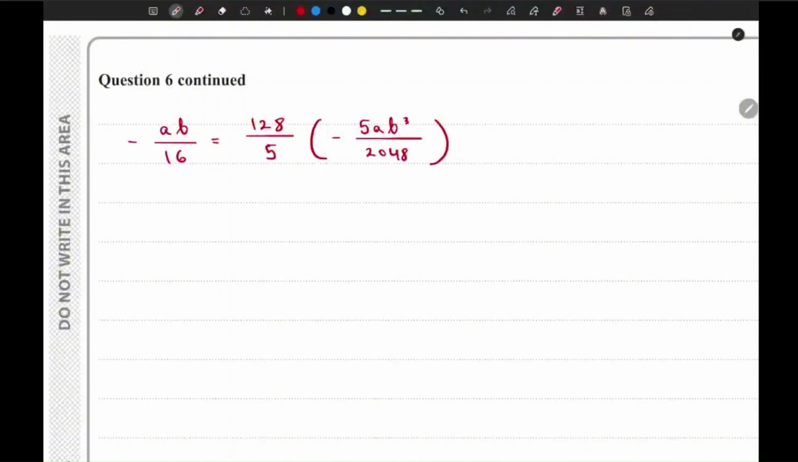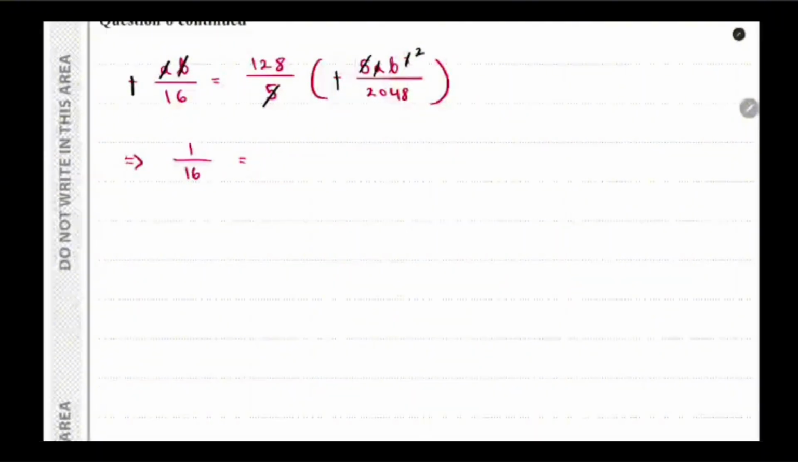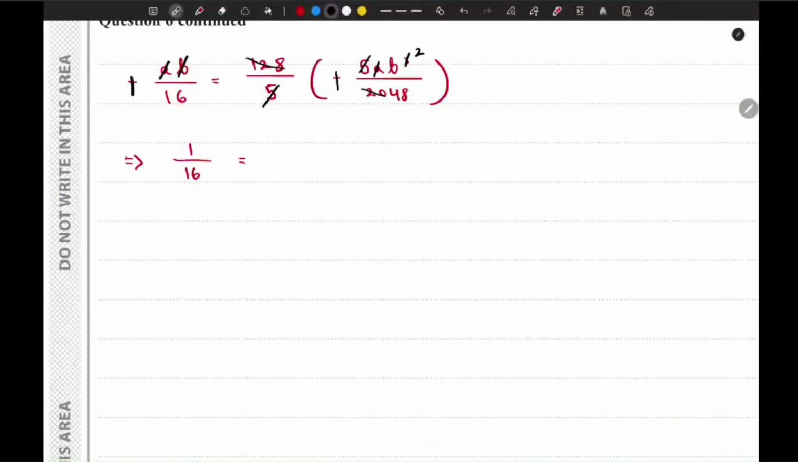So from this equation, we can clearly see that this A cancels out, and this B will cancel this B. This will become squared. And this minus becomes plus. So this will be 1 divided by 16 equals, and this one cancels this out. And this will be 16. So the final answer is B squared divided by 16.